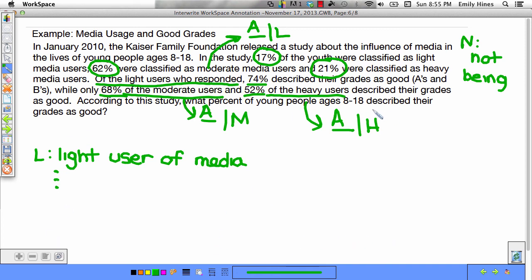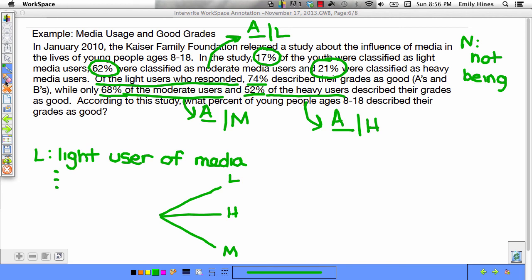So I want to know, according to the study, what percent of young people describe their grades as good. So I have it all split up in all these different percents, but how do I know how they describe their grades? So if I have a student, I know that there are 3 options. Okay, they can either be a light user, a heavy user, or a medium user.